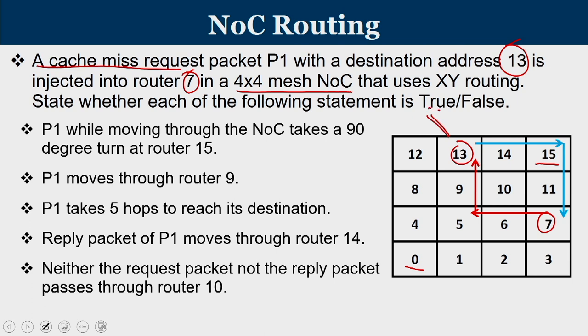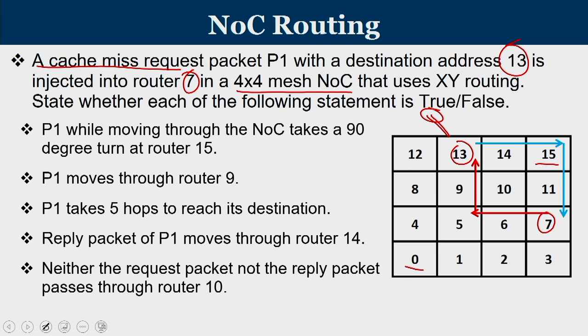You go and search in the cache, get the data, and then a reply packet is created that will travel all the way from 13 to 7. So, your request packet is going through the red line, as shown per XY routing, and the reply packet is coming through the blue line as shown in the diagram. Now, there are a few statements given, and we have to say whether they are true or false.